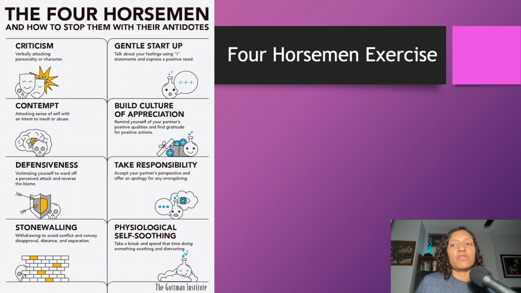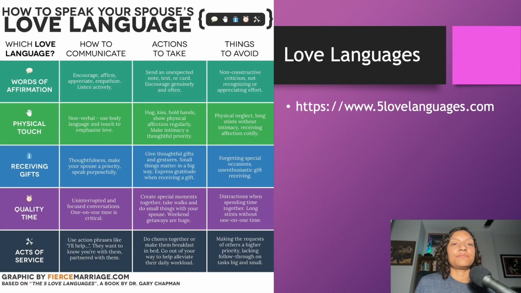And then part of that is also, all right, if you're doing these things, what are some things that are healthier? So then we'll talk about those antidotes in terms of gentle startup, building a culture of appreciation, taking responsibility, the self-soothing, to help the client start to engage in healthier coping strategies within the relationship, and take a healthier approach as opposed to continuing to engage in those behaviors that are negatively impacting the relationship. So this could be a fun exercise if you want to explore and think about what are the things that you might be doing in a relationship that are maybe not as helpful as you want them to be.